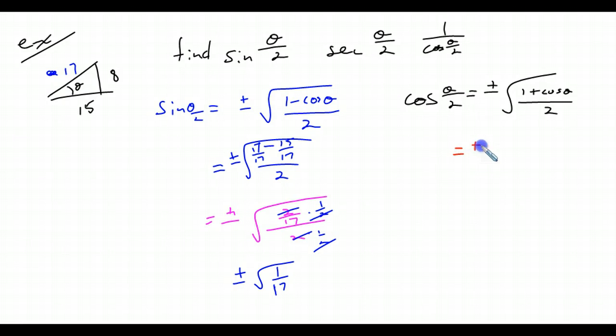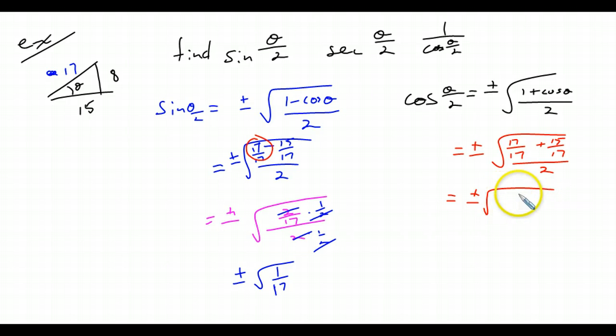So plus or minus square root. I'm going to go ahead and not write a 1 and just change it to the 17 over 17 that I did on the other one. So 17 over 17 plus 15 over 17 divided by 2. So I have plus or minus the square root of 15 and 17 will make 32 over 17 over 2. Divide that by 2, it'll be 16 over 17. So I have plus or minus square root of 16 over 17.